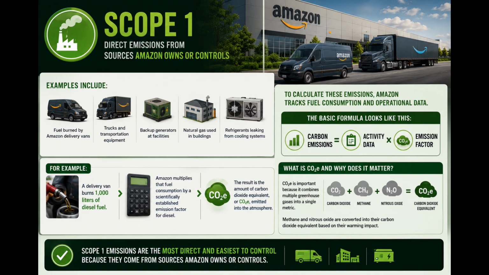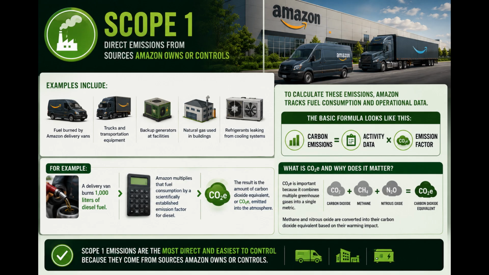These are direct emissions from sources that Amazon owns or controls. Examples include fuel burned by Amazon delivery vans, trucks and transportation equipment, backup generators at facilities, natural gas used in buildings, refrigerants leaking from cooling systems. To calculate these emissions, Amazon tracks fuel consumption and operational data. The basic formula looks like this: carbon emissions equals activity data multiplied by emission factor.